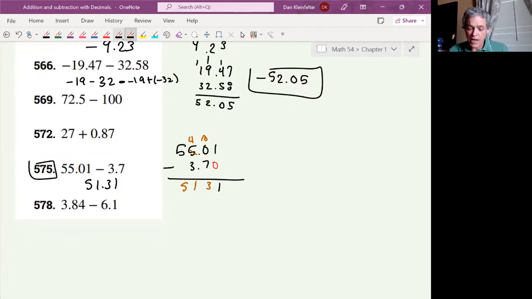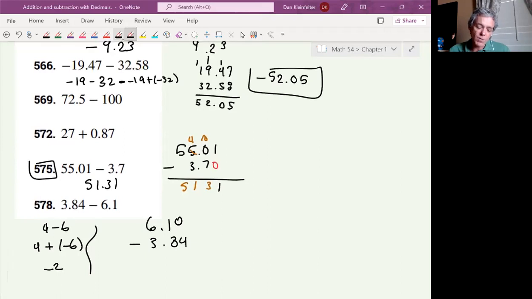For example, 3.84 minus 6.1, this would be like 4 minus 6, right? However you would do 4 minus 6, you're going to do the same thing with the decimals. So how you might do this is say, well, this would be 4 plus negative 6. To do that, we'll subtract their absolute values. And then the number with the bigger absolute value is the negative 1, negative 2. So that's my plan. So here we'll take 6.1, we'll subtract from it 3.84.